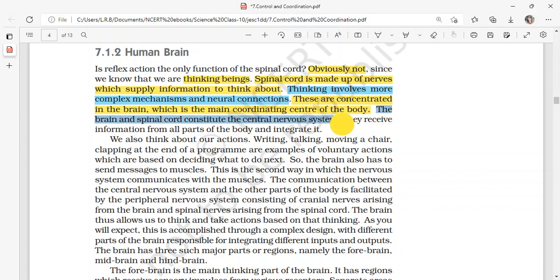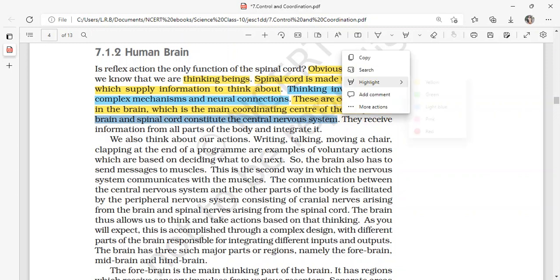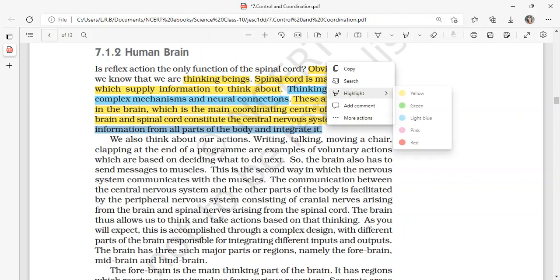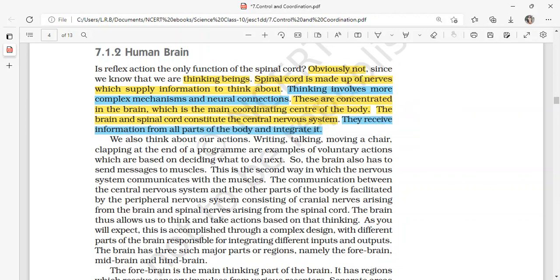So what are the components of the nervous system? The brain and the spinal cord are the central nervous system. They receive information from all parts of the body and integrate it. So not just making response actions, but integrating the information. Depending upon this, whether only one part of the body has to respond or other parts also need to respond, will be determined by this thinking process and integration.